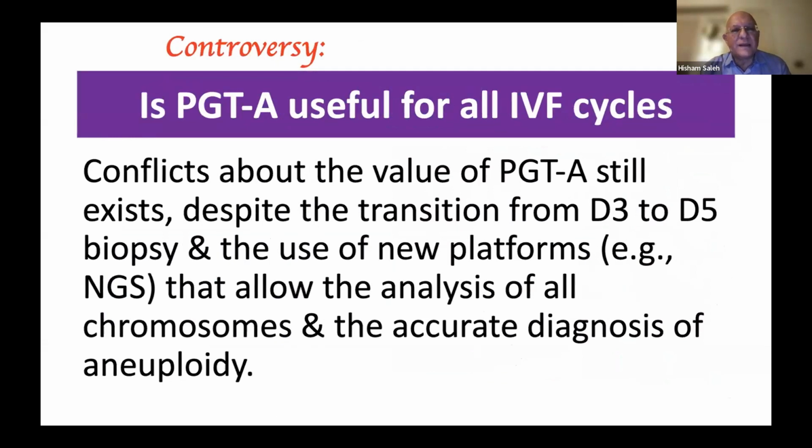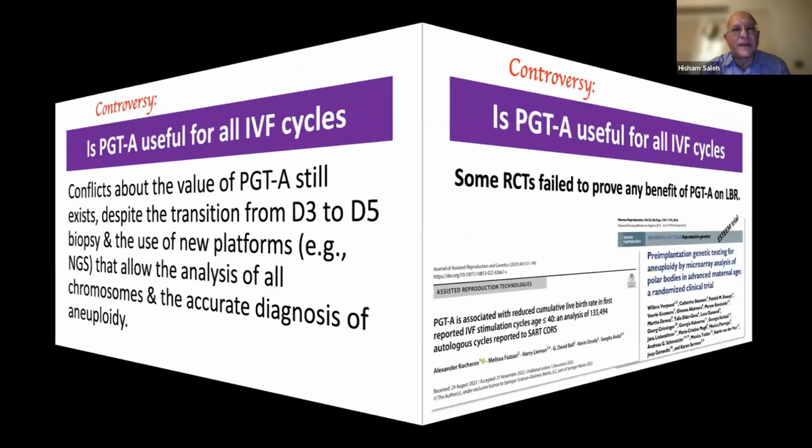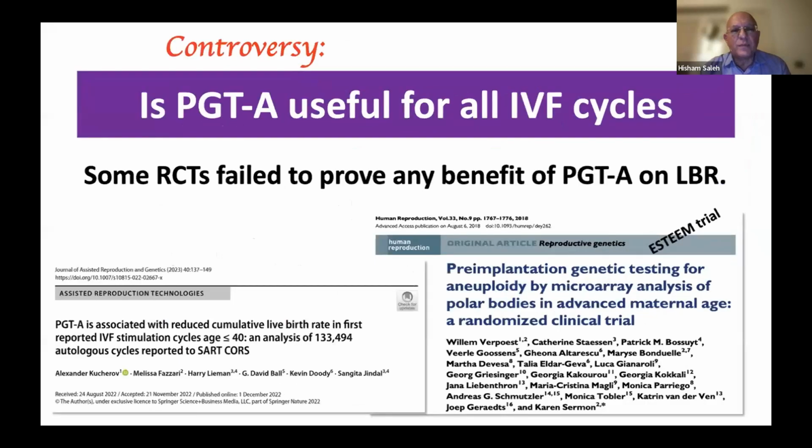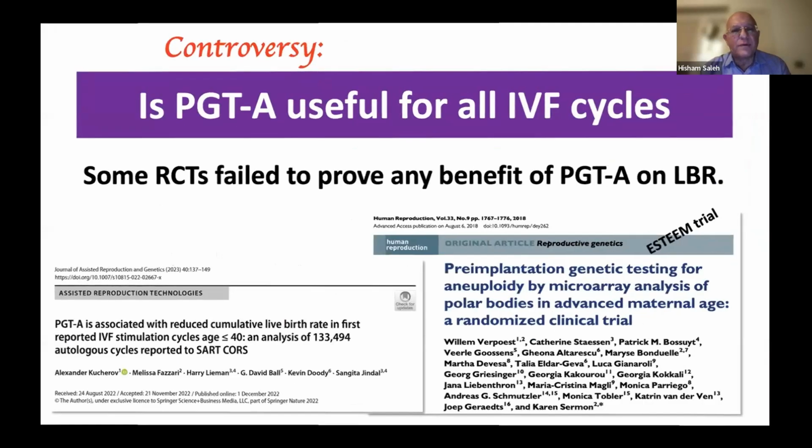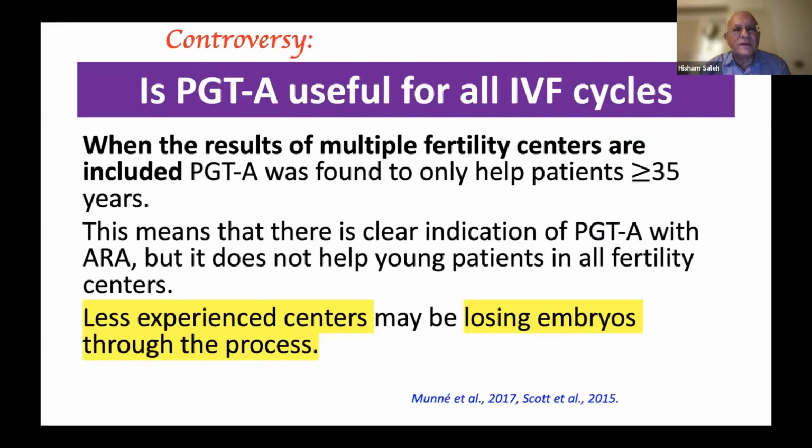And conflicts still exist until now, despite the transition from day 3 to day 5 biopsy and the use of newer platforms like NGS. Actually, some RCTs fail to prove any benefit of PGT-A on live birth rates. And when results of multiple fertility centers are put in an RCT, PGT-A was unable to show any benefit except for patients above 35.